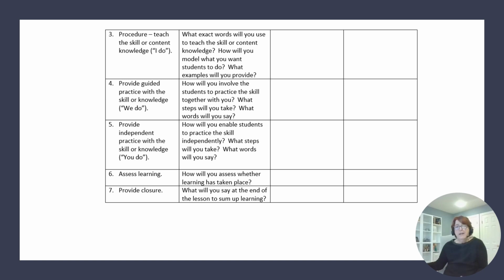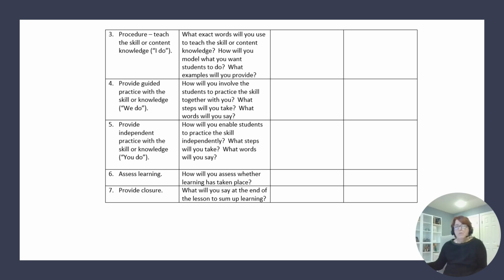The fourth stage is to provide guided practice. So this is where you're doing it with the student. That's the we do phase of direct instruction. So first there's I do, and that's where you, the teacher, are modeling. And then there's we do, where the student does it with you. And the fifth stage is independent practice. This is the you do, where the student does it on their own.